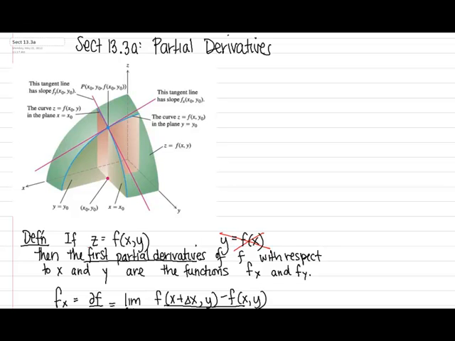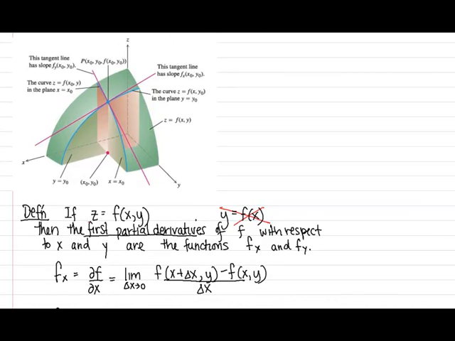This new section is section 13.3a on partial derivatives. So I'm going to show you here this little diagram that has a surface in 3D space. Notice the x, y, and z axis. And we have a point here in blue as our point on the surface. We have tangent lines drawn through them.